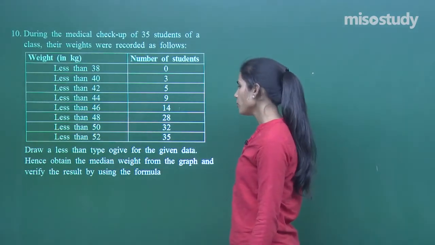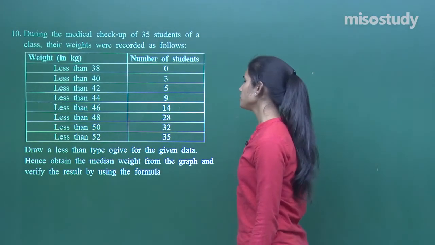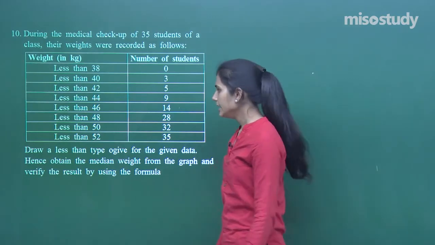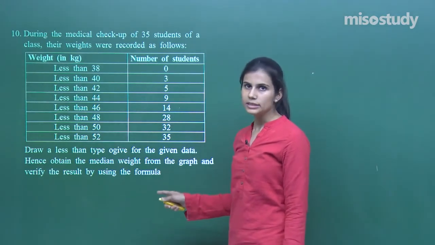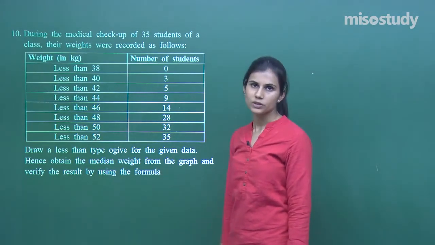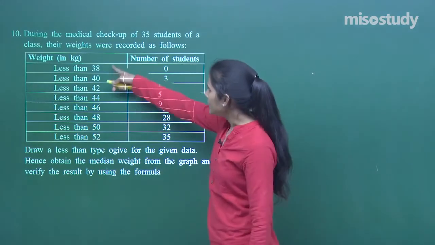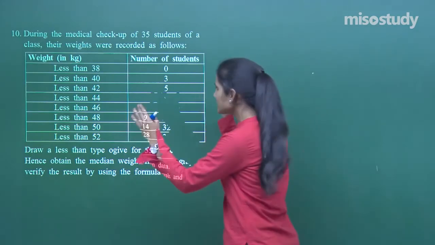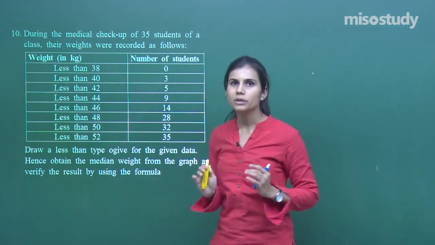Draw a less than type ogive for the given data, hence obtain the median weight from the graph and verify the result by using the formula. Now here your algorithm for computing the median from the ogive is going to come into picture. Now less than 38, all these things are given to us. This is also given to us. So just directly by using this data, I will be drawing my less than ogive.